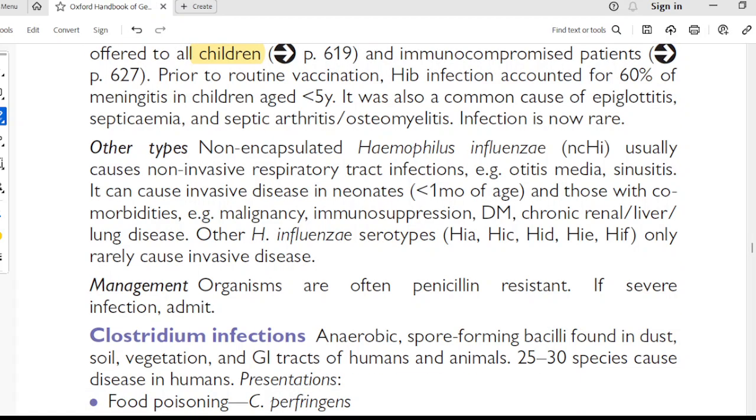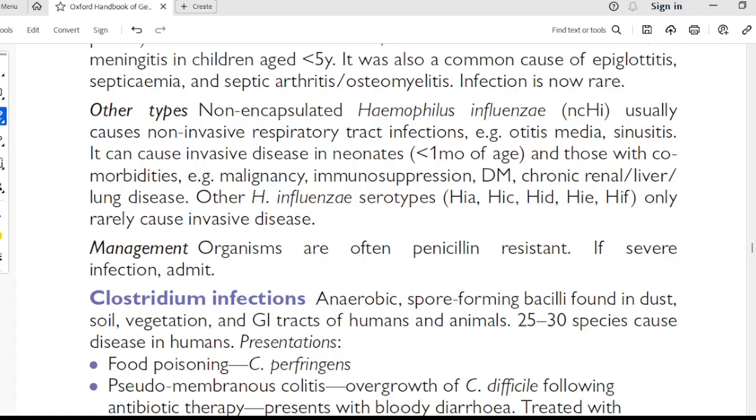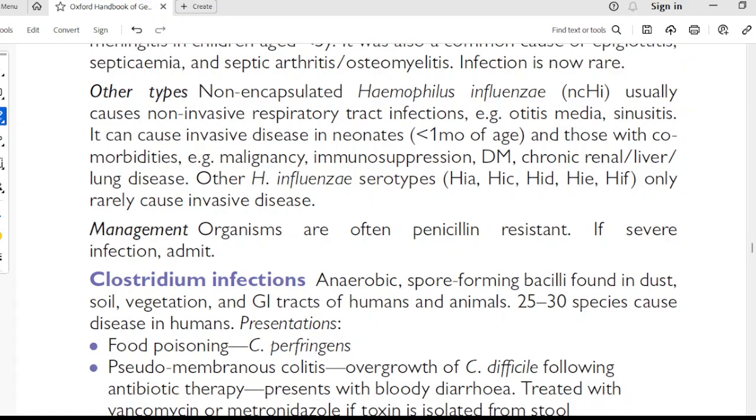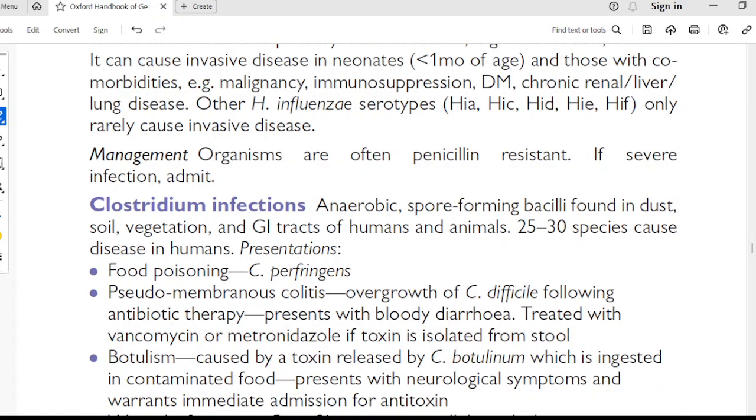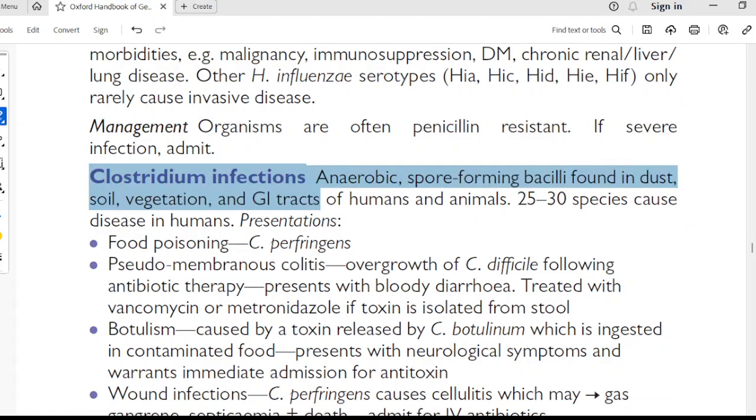Now, other types. Non-encapsulated Haemophilus influenzae, or NCHI, usually causes non-invasive respiratory tract infections, otitis media, sinusitis. It can also cause invasive disease in neonates less than 1 month of age and those with comorbidities, for example malignancy, immunosuppression, diabetes, chronic renal, liver or lung disease. Other H influenzae serotypes, A, C, D, E, F, only rarely cause invasive disease. Management: organisms are often penicillin resistant. If there is an infection, admit. If there is severe infection, please admit the patient.